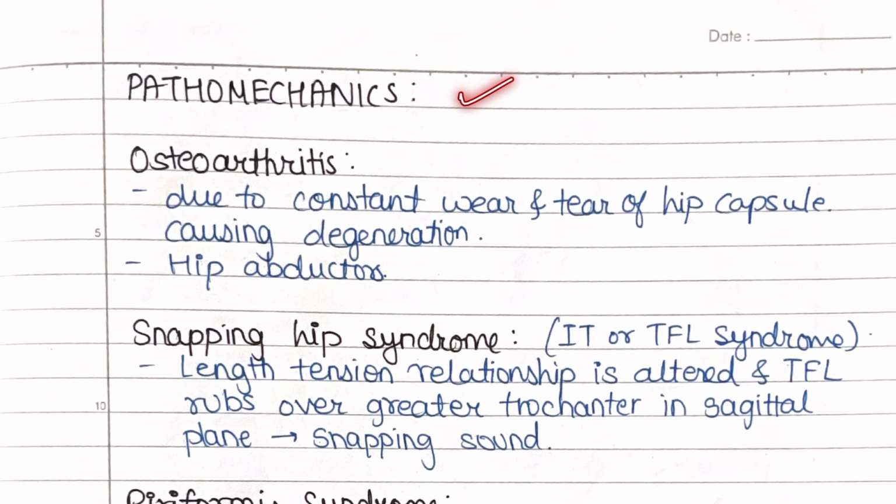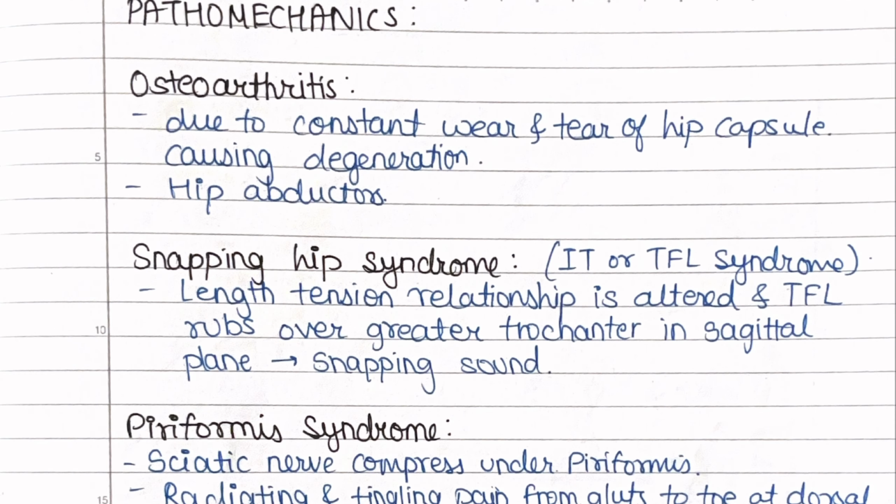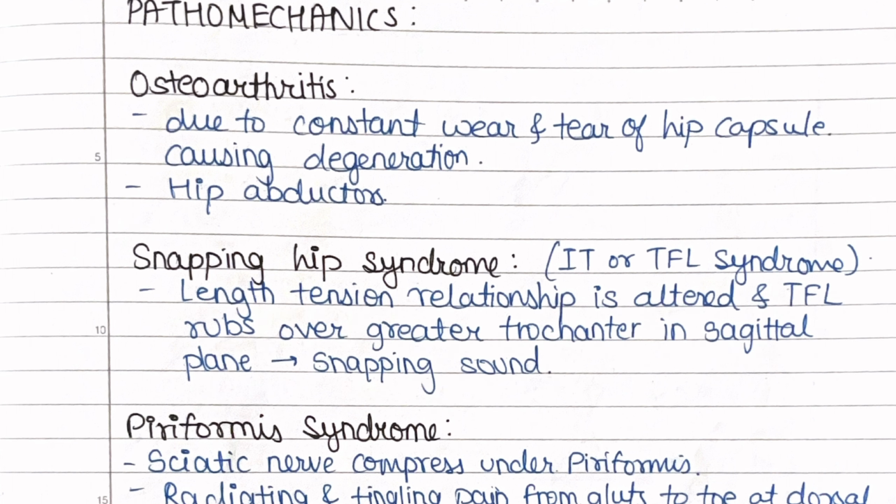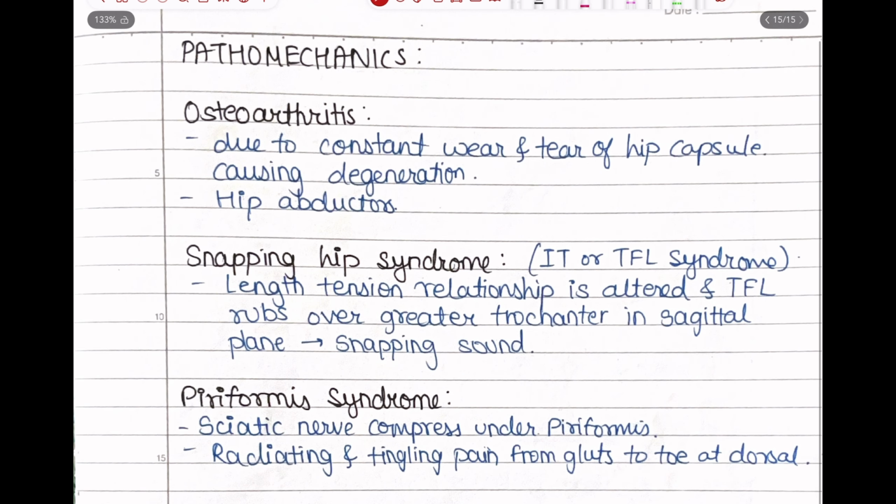Then is pathomechanics. Pathomechanics includes osteoarthritis due to constant wear and tear of the hip capsule. It causes degeneration of hip abductors, snapping hip syndrome, or iliotibial tract or tensor fasciae latae syndrome. Length tension relationship is altered and TFL rubs over the greater trochanter in the sagittal plane, which causes a snapping sound. As the TFL or IT band rubs over the greater trochanter, it creates friction and a snapping sound.